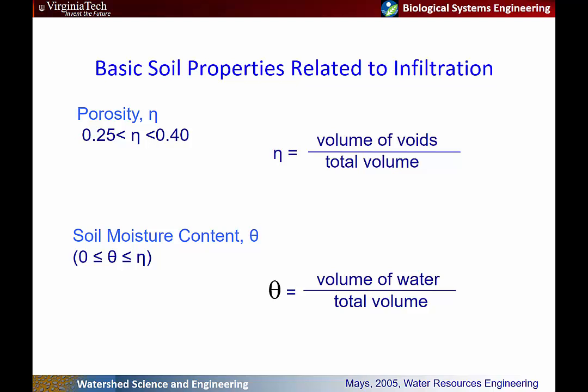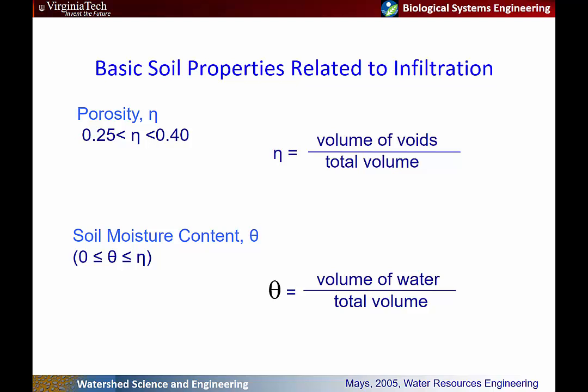Basically, the porosity is calculated as the volume of voids in the soil divided by the total volume of the soil. So it's the total amount of pore space that's in any given soil. Clays tend to have a higher porosity, sands have a lower porosity, and it's constant for a given soil. So a given sand will have a porosity of 25% or whatever it is, and a clay will have a porosity of 45% or whatever it is.